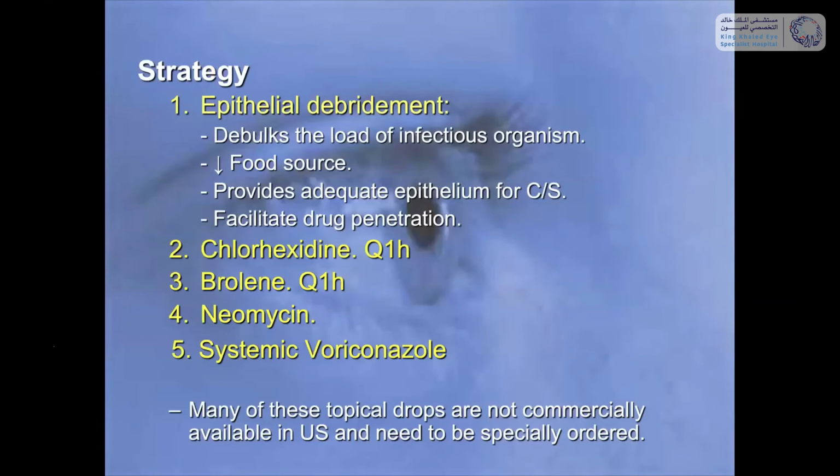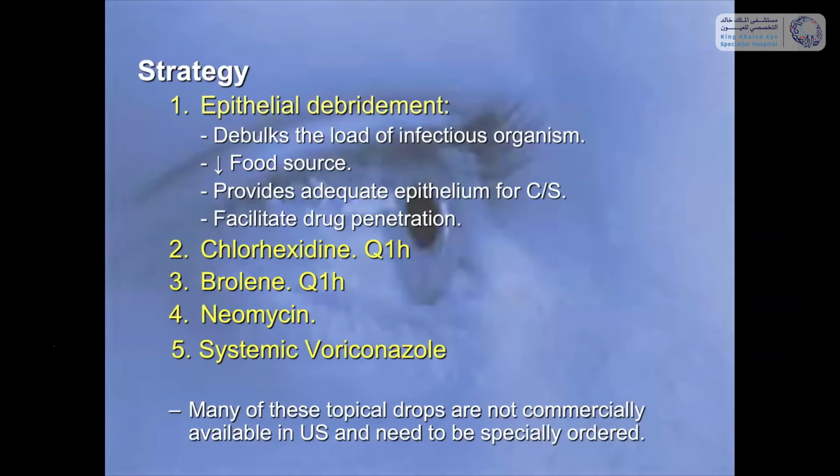So what is the strategy of treating the Acanthamoeba? Usually we start with epithelial debridement. This is important because it debulks the load of infectious organism. It also decreases the food source for the Acanthamoeba. It provides adequate epithelium for culture sensitivity, and removing the epithelium facilitates drug penetration.